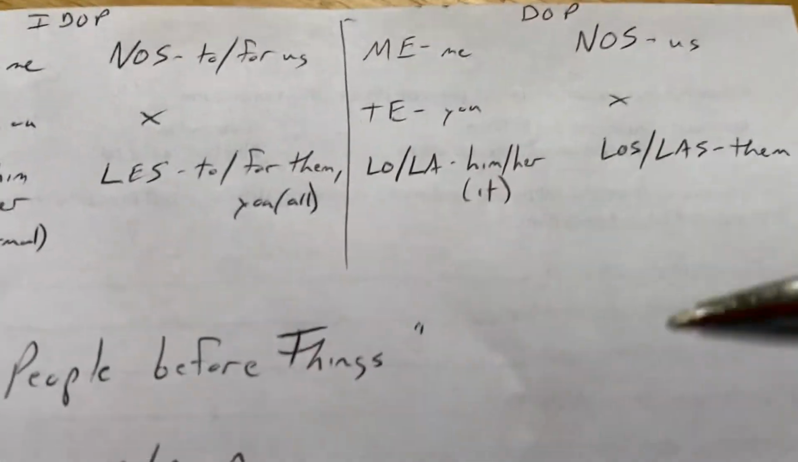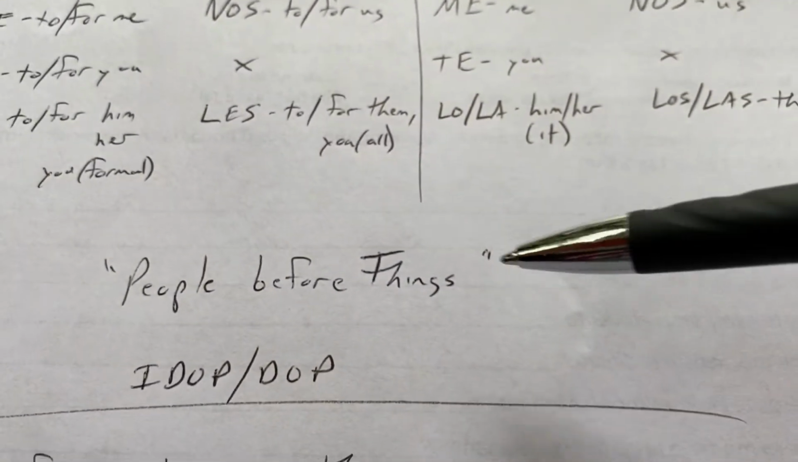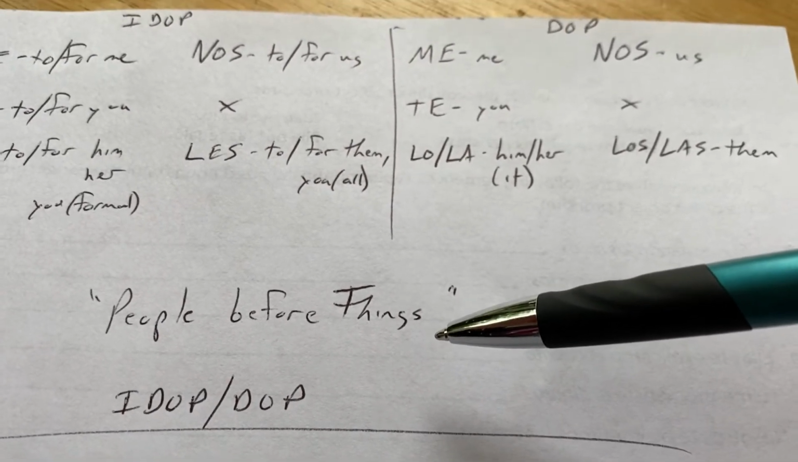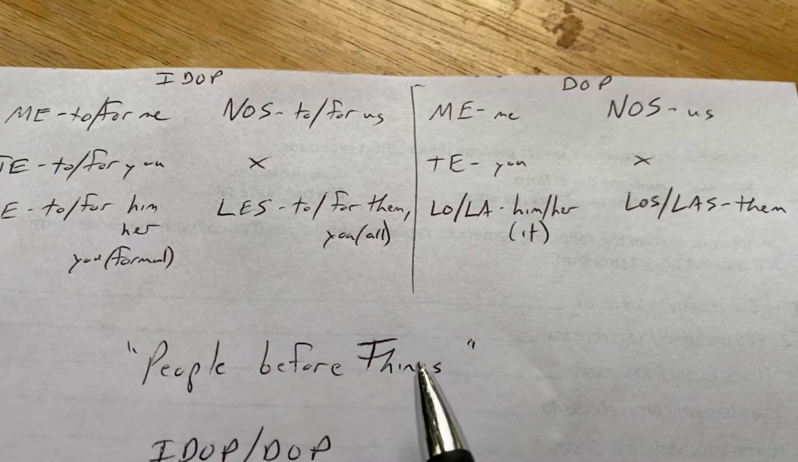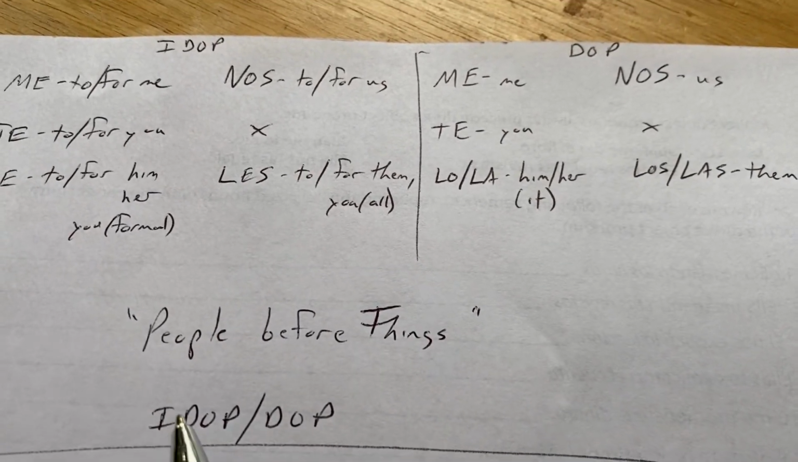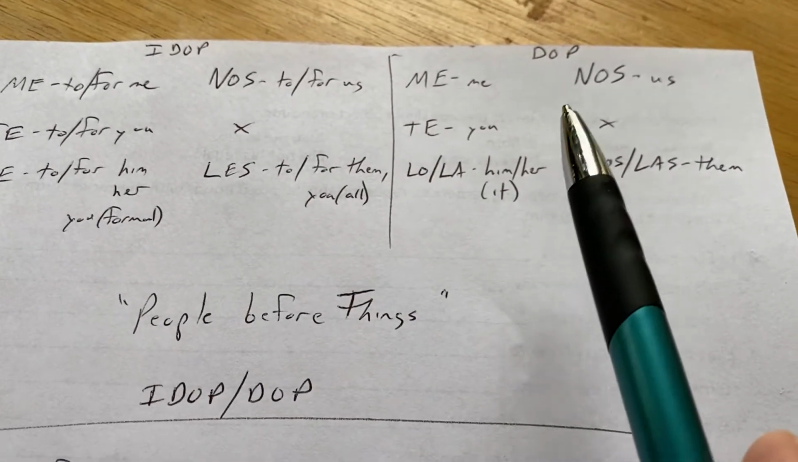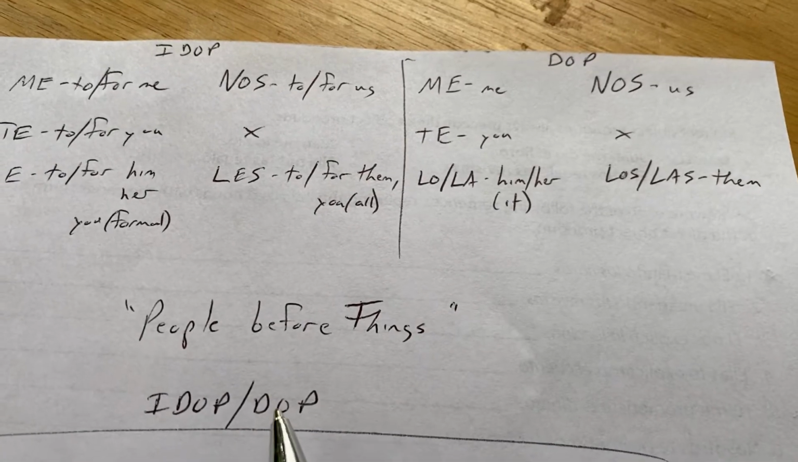Now, before we get into the action of how to use this, I'll show you right here. Just remember this: people before things. This might be something that you've heard from an old person like me about valuing people before things. But also, this is the order if you use double object pronouns: indirect object pronouns come first, and then direct object pronouns come second. So that's why I've got it right here, IDOP and then DOP.